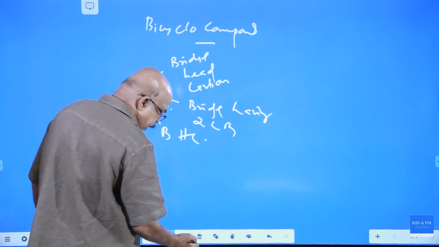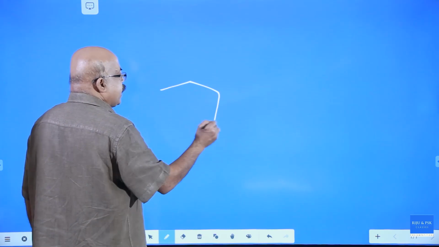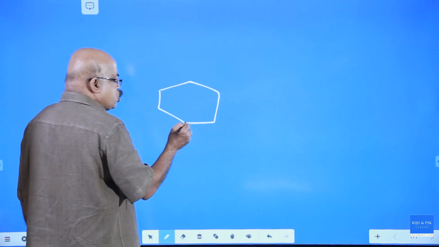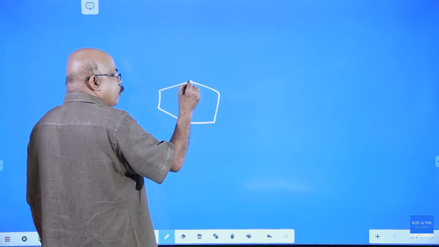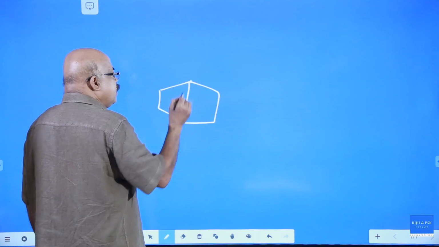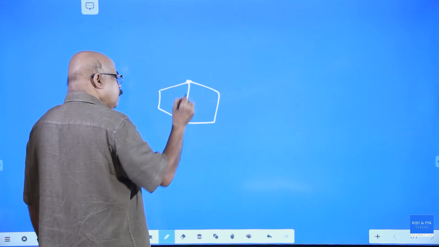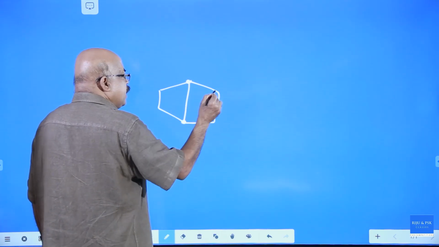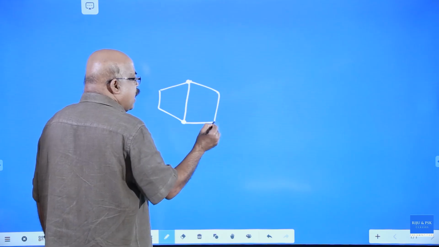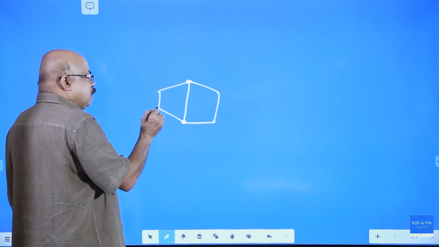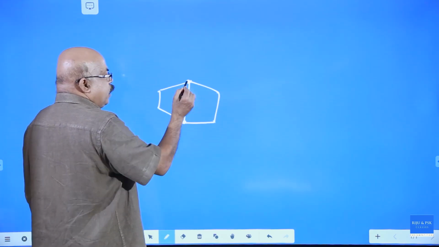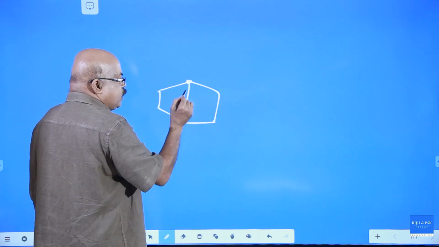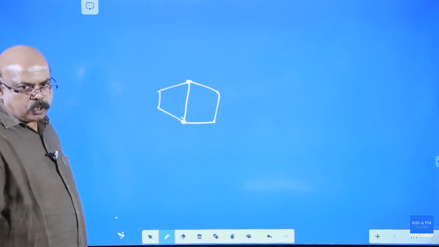Right? Once again, it was monocyclic. Now it is bicyclic. It is a bridgehead carbon. Bridgehead carbon. It is a 2 carbon bridge. It is a bridge not having any carbon in between. It is a 0 carbon bridge. Clear?